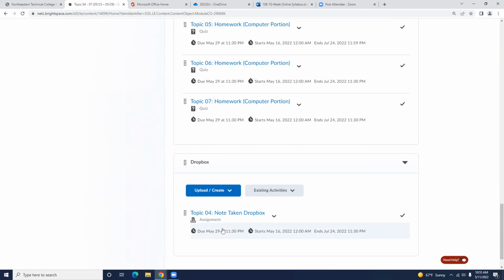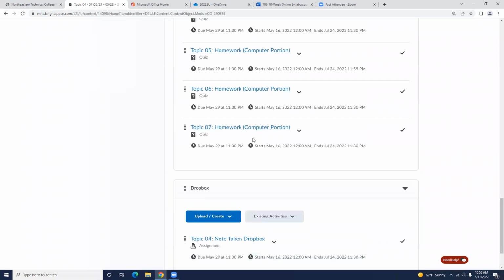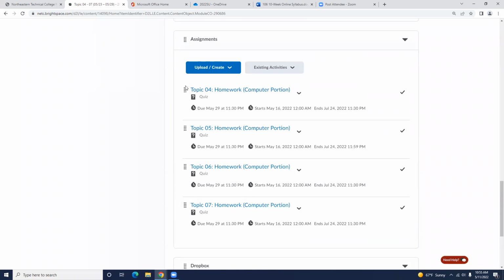So every week you have to turn in at least 1 graded assignment. It can be homework, note taking, or the final exam. Those are the 3 graded assignments we have. The due dates are already set for all the homework per week, but the end date is not until the last day of the class, July 24th.